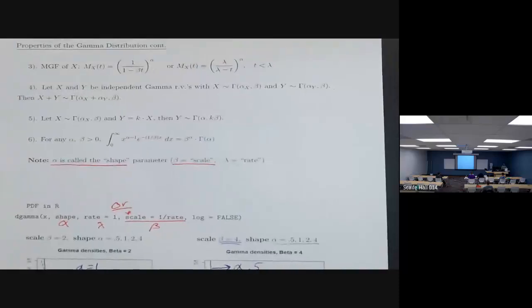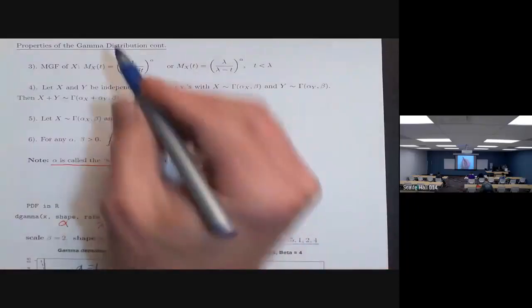Okay, well, thank you. Let me scooch back up. So a couple things. What does the moment generating function look like? So that's this here.